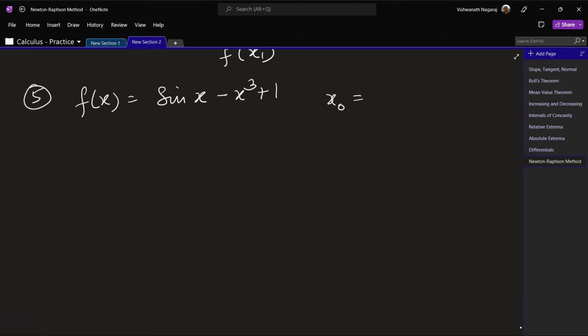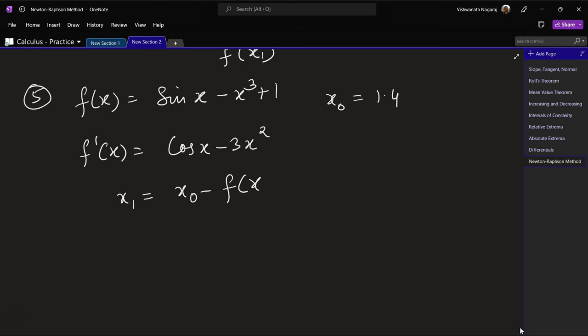Okay. Now, fifth one, f of x is equal to sine x minus x cube plus 1, and x naught is equal to 1.4. See, the initial guess, the closer it is to the actual zeros, the better will be our approximation. Okay, so f prime of x is equal to cos x minus 3x square. X1 is equal to x naught minus f of x naught by f prime of x naught.